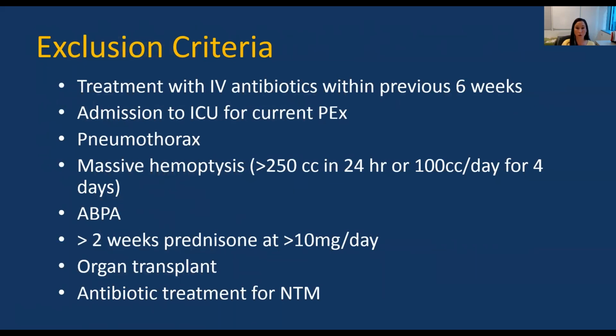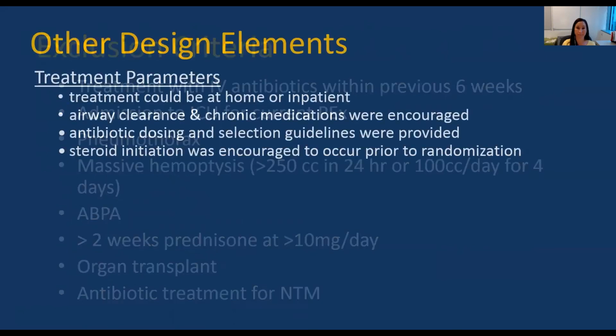There were some exclusion criteria: treatment with IV antibiotics within the previous 6 weeks, admission to the ICU for a current pulmonary exacerbation, pneumothorax, massive hemoptysis, ABPA, greater than 2 weeks of prednisone, organ transplant, or active antibiotic treatment for NTM was considered exclusionary criteria.